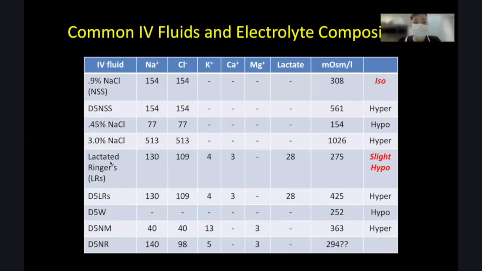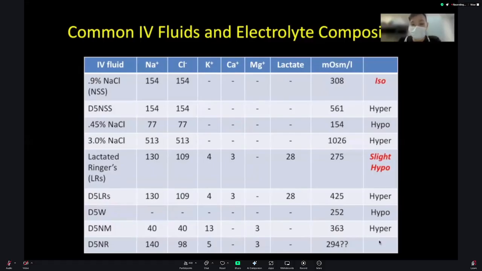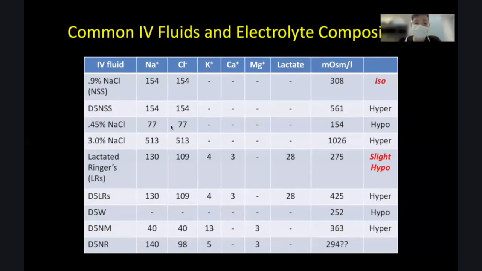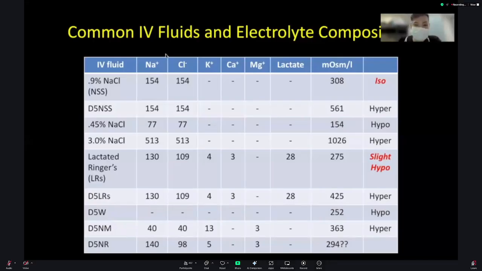Next would be your lactated Ringer's solution, which is slightly hypoosmolar at 275 milliosmoles per liter. The rest, especially your D5-containing fluids, are considered hyperosmolar already. And the osmolarity is dictated by the electrolyte content of these IV fluids. So if you can see, how did they come up with 308? They just added sodium and chloride.